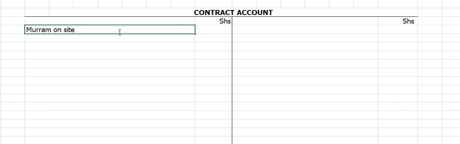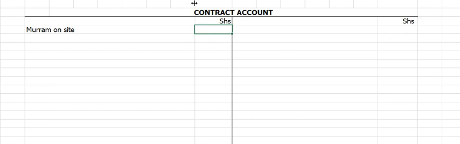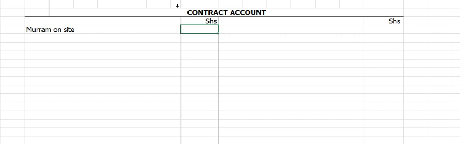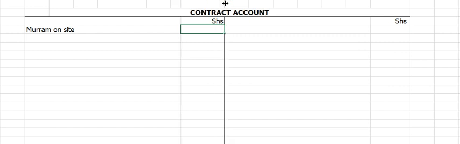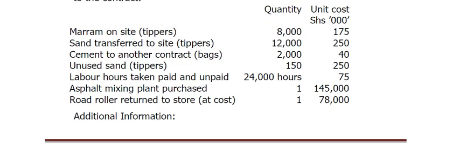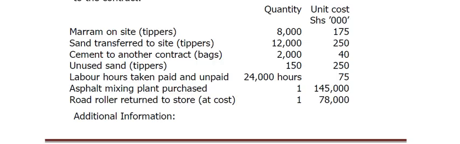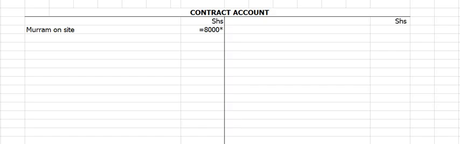Murram on site. So how do we come up with the amount? As I've told you, you'll debit the murram on site. We have been told that there are how many tippers? There are 8,000 tippers. So 8,000 tippers times the unit cost of each tipper, which is 175,000.